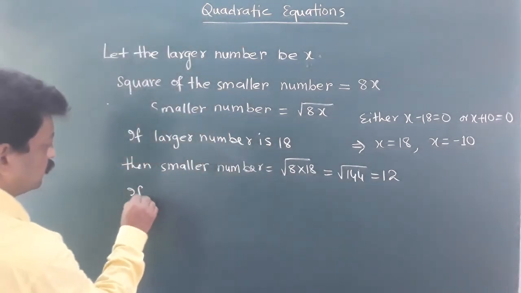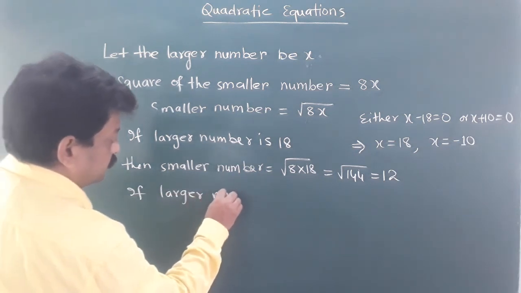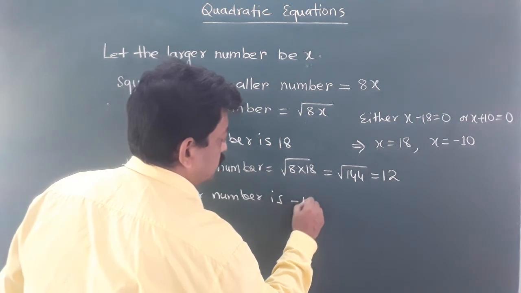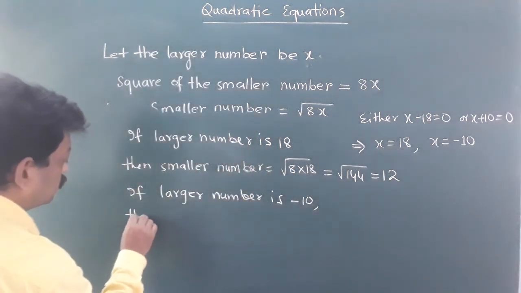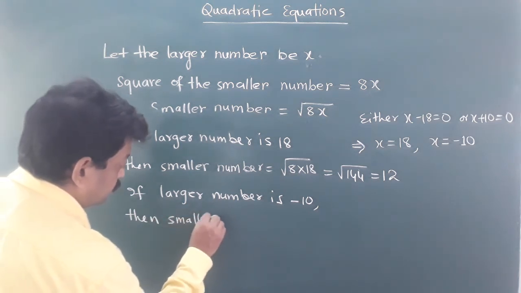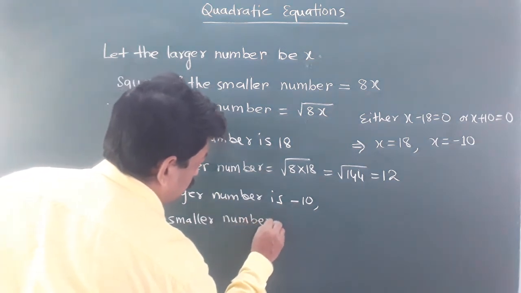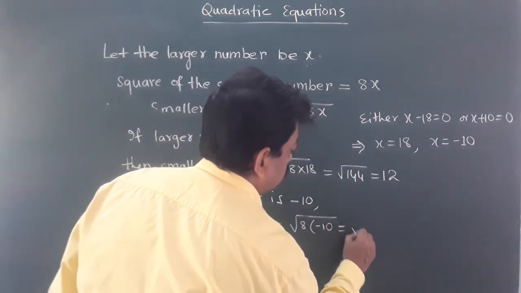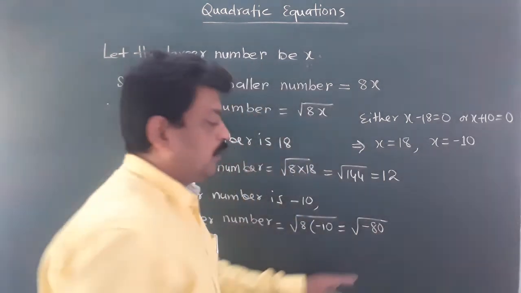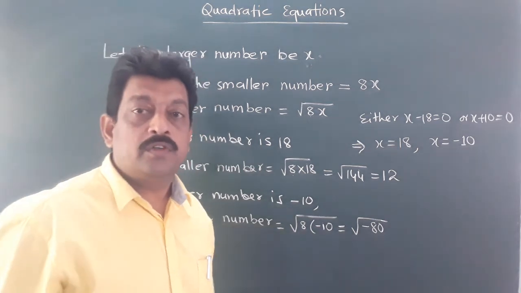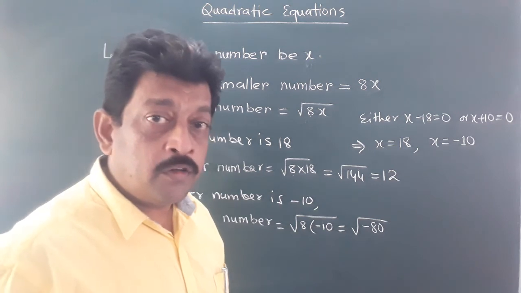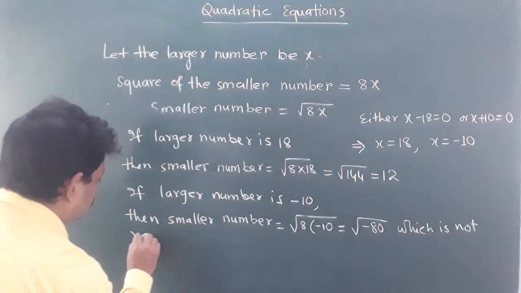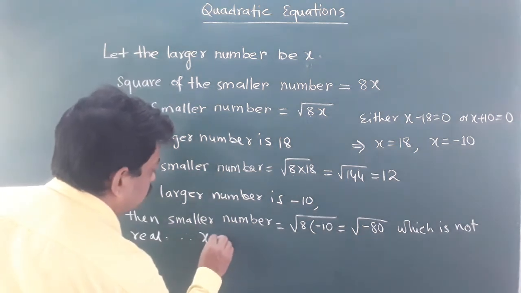And if the larger number is minus 10, because x is minus 10 there, then the smaller number equals root over 8 into minus 10, that is root over minus 80. Now this is not real. We all know if inside the root the number is negative, that means it is a non-real number. Therefore x is not equal to minus 10.